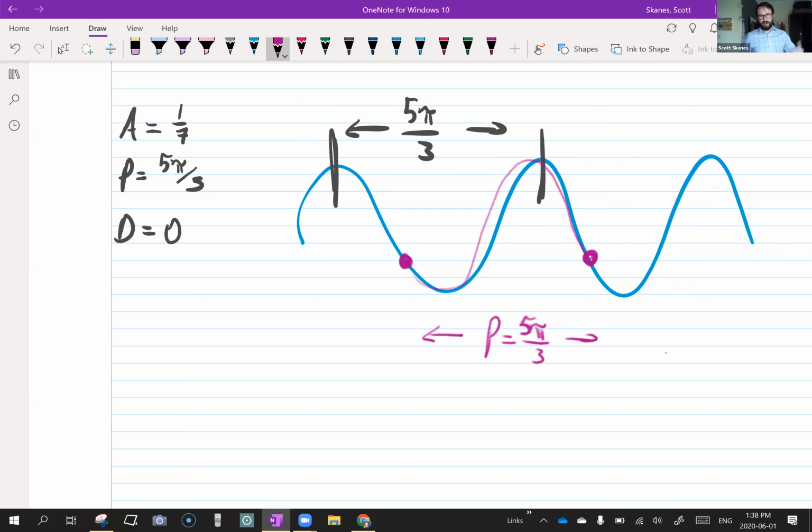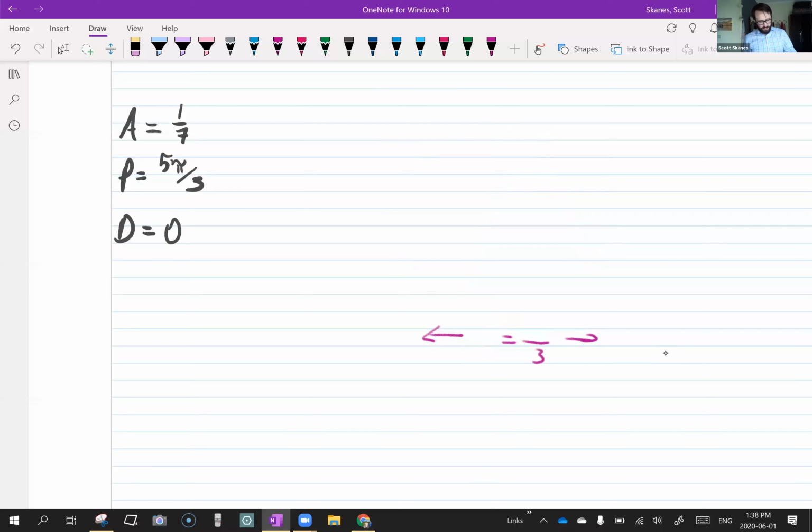Of course, this is just a bad sketch. It's just to give you the idea. And finally, displacement, d, also known as phase shift, phase angle, things like that. In this case, displacement is 0.